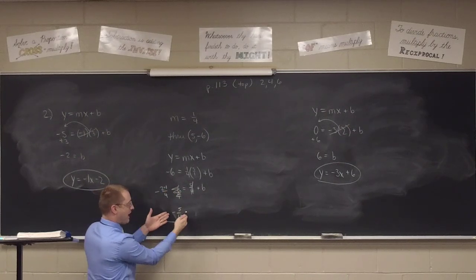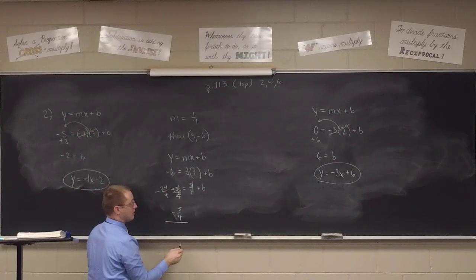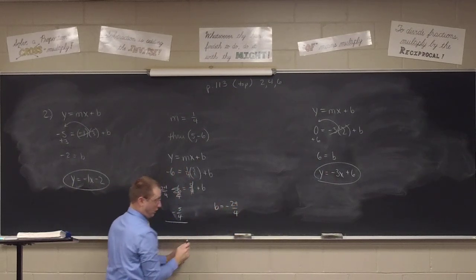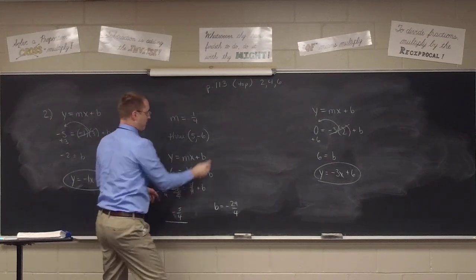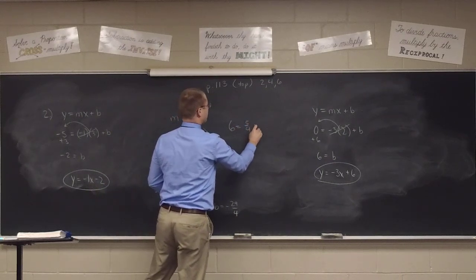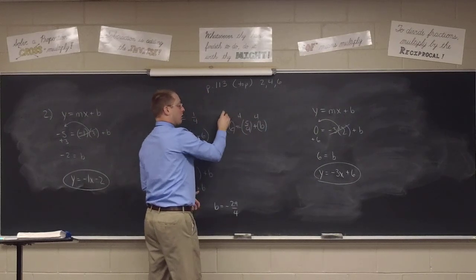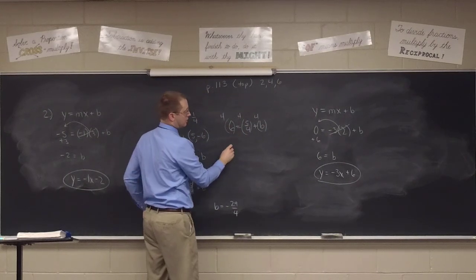-24/4, -5/4, so b must be -29/4. Again, the other option would have been, let you compare and see which one you like better, multiply everything by 4 to get what, Noah?